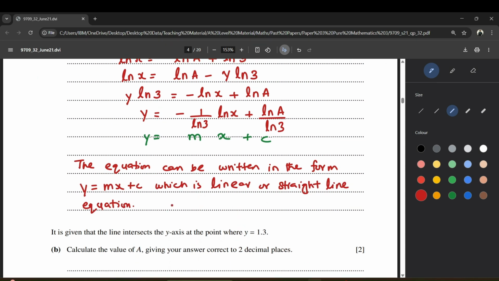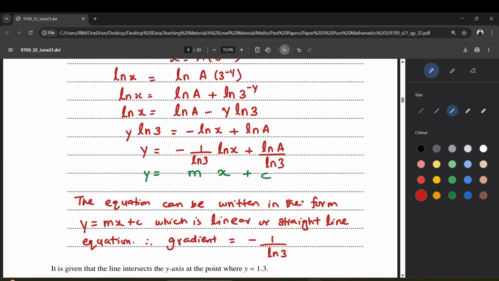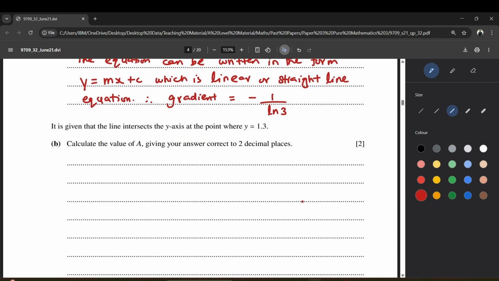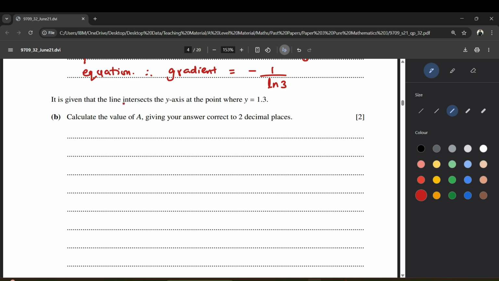So we can say, therefore, gradient is equal to minus 1 upon ln 3. All right. Okay, so let's move to part B. It is given that the line intersects the y-axis at the point where y equals 1.3. So if it is intersecting the y-axis, that means at the y-axis x is equal to 0. So the coordinate which is given to us is 0, comma 1.3. Calculate the value of a, giving your answer correct to 2 decimal places.